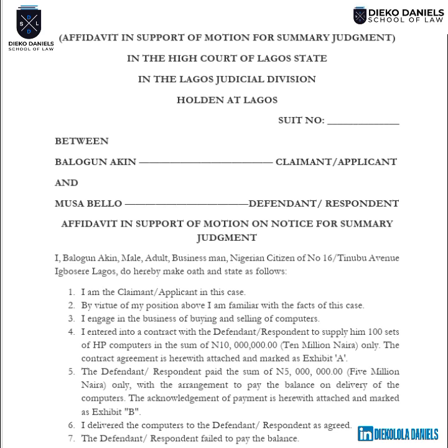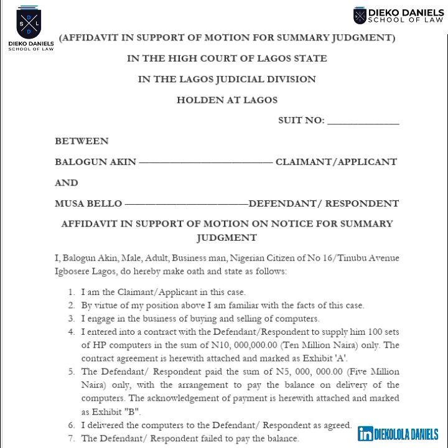The defendant respondent paid the sum of 5 million naira only, with the arrangement to pay the balance on delivery of the computers. The acknowledgement of payment, that's the receipt of payment, is herewith attached and marked Exhibit B. So you are following A, B. Do you understand? Can you see that there is also one information there? He has paid how much? 5 million, and he said that he is going to pay the remaining when I give him all the computers. This is the proof. The acknowledgement of payment is herewith attached and marked.